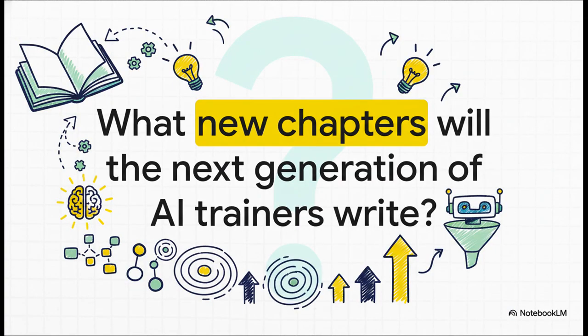This playbook really does represent the state of the art today. It's a refined, battle-tested process for turning raw data into a genuinely capable assistant. But this field moves at an incredible speed. The ink is barely dry on this playbook. So the final question is, what comes next? What new techniques, what new golden rules will the next generation of AI trainers write in the chapters to come?